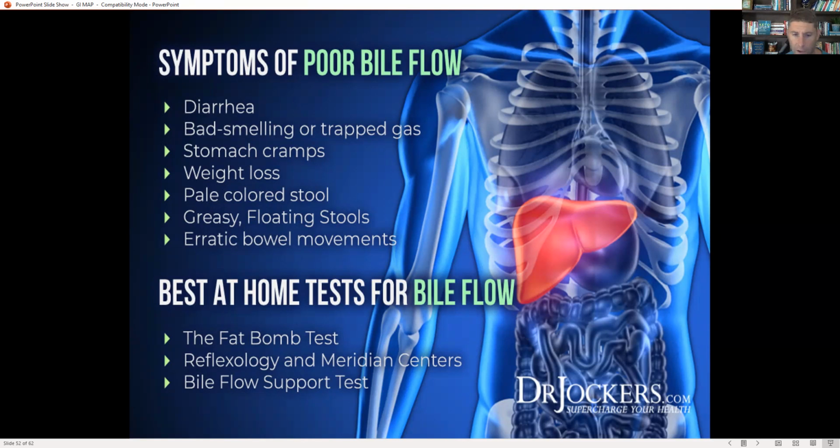Now, best home test for bile flow, there's a fat bomb test. So if you go to my website, type in fat bomb, right? We have a recipe for a fat bomb, or you can do it on Google. There's lots of different fat bomb recipes out there. It's basically like coconut and chocolate mixed together. And usually one fat bomb is like 200 to 300 calories of just straight fat. So basically eat like two of these. So you're getting about 500 calories of fat. And that's testing your bile. Now, normally you should feel fine for the next few hours. Okay. However, if you have poor bile flow, then you may have acid reflux. You may feel nausea. You may get lightheaded, feel fatigued.